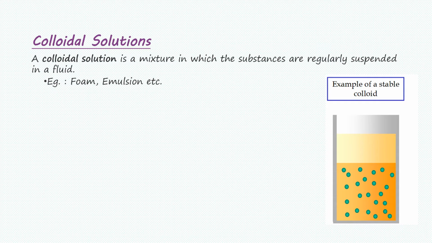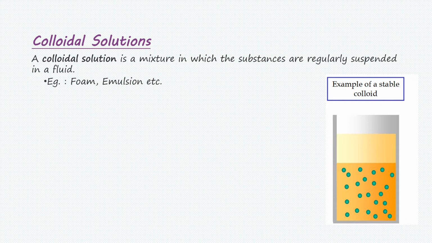Now you can see this picture. This is an example of a colloidal solution. First of all, we need to know what a colloidal solution is. From the definition, a colloidal solution is a mixture in which the substances are regularly suspended in a fluid. Whatever the particles, they are suspended in a fluid, or in terms of solution, in the solvent.